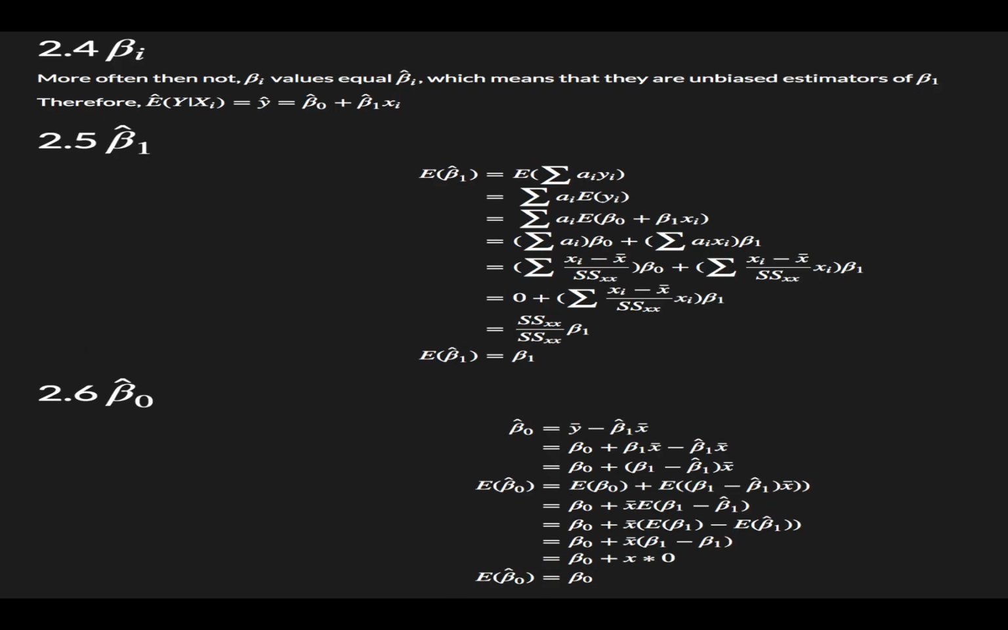Furthermore, in relation to beta i, more often than not, beta i values are equal to the estimation of beta i, or the beta i hat. When this is the case, it means that beta i hat is an unbiased estimator of beta i. We can have this estimation be over the entire expected value, so therefore the estimation of the expected value of y given xi is equal to the estimation of y, which is equal to beta naught hat plus beta 1 hat xi.